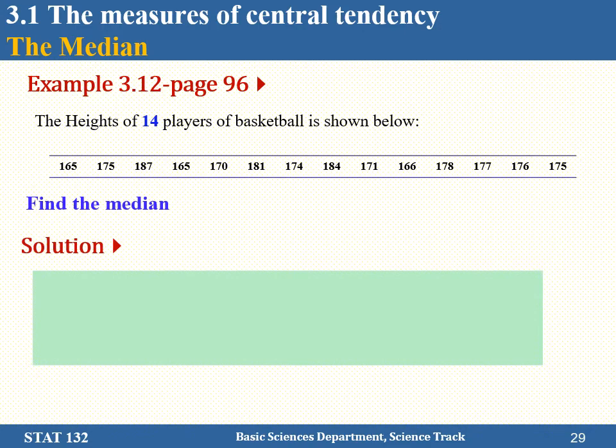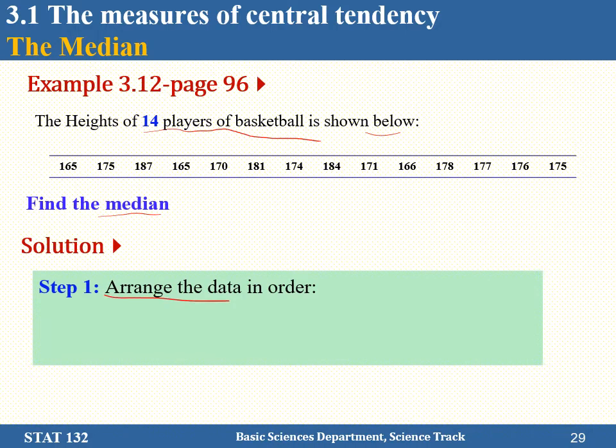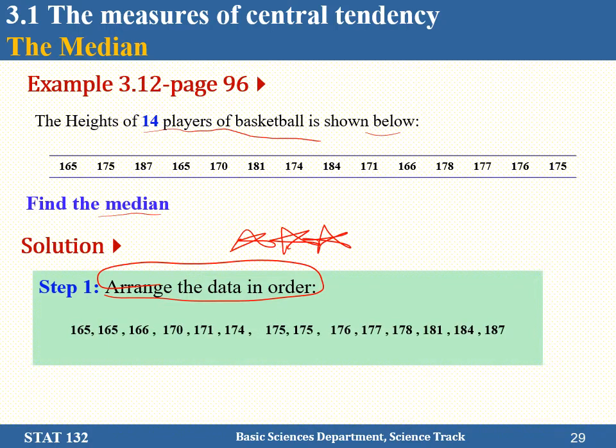Let's look at this data here. The heights of 14 basketball players are given below, and we want to find the median of this data. The first thing in finding the median here is to arrange the data in order. This is very, very important. Don't forget this one. And then, okay, we ordered them. How many values are there? It says 14. Let's make sure: 1, 2, 3, 4, 5, 6, 7, 8, 9, 10, 11, 12, 13, 14. So 14 numbers in total.